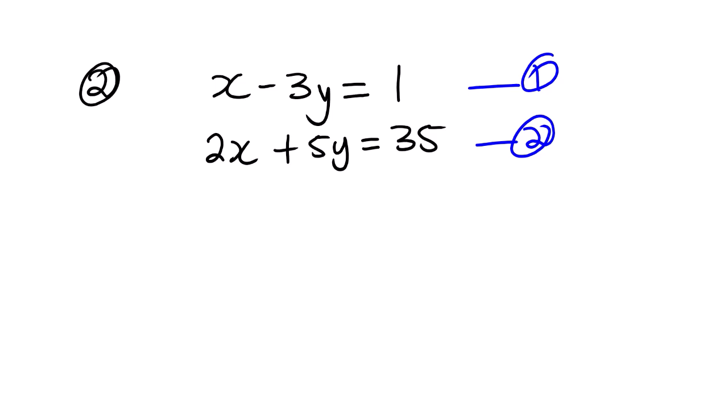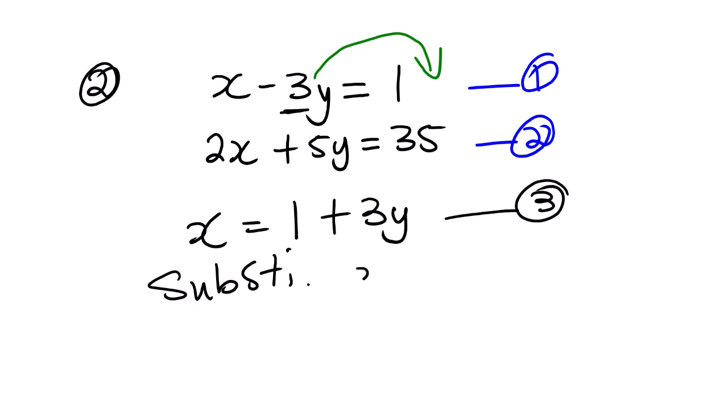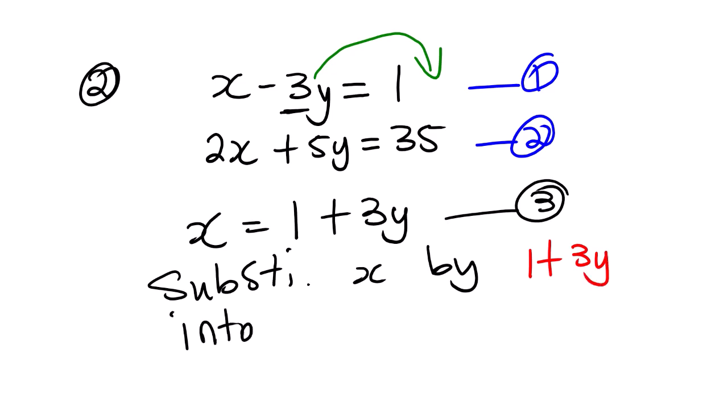Now from here, we are going to choose equation 1 and make x the subject of the formula. So we are going to transpose this to the other side. So we have x is equals to 1. Since we have negative 3y coming this side, it will become positive 3y. This is equation 3. We're going to substitute x by 1 plus 3y into equation 2.